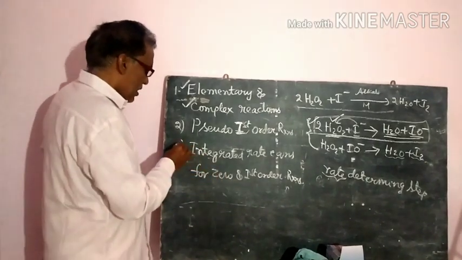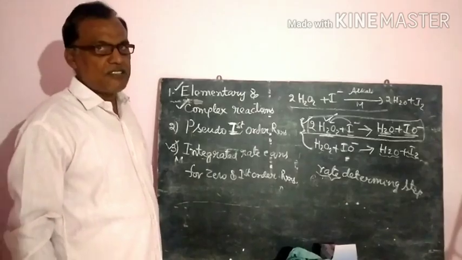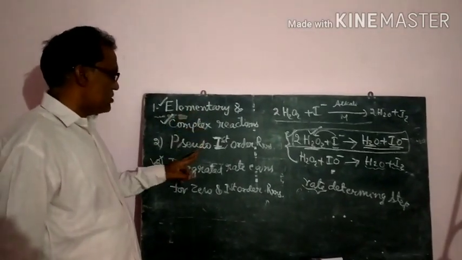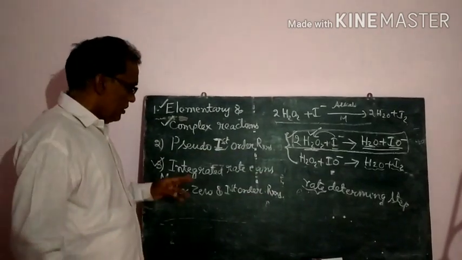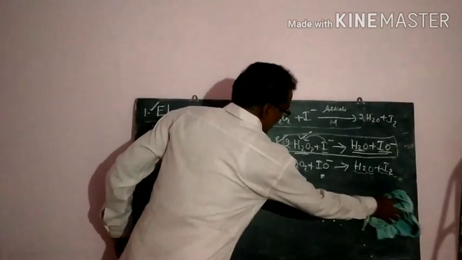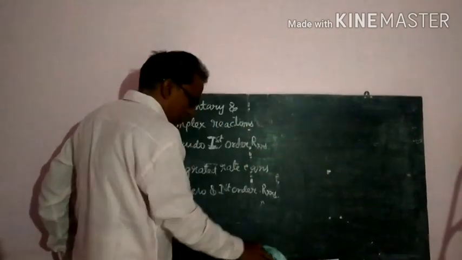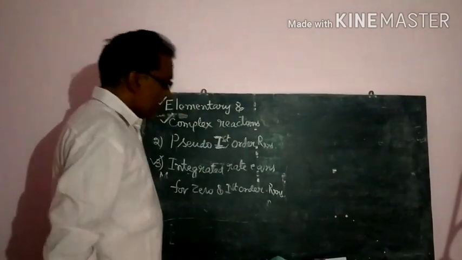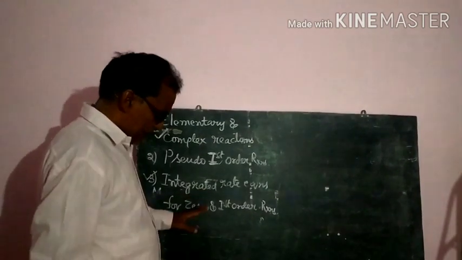Now we will see the integrated rate equations for zero and first order reactions. Already we discussed elementary and complex reactions, pseudo first order reactions and the rate determining step. So now we will go for the integrated rate equations for zero and first order reactions. Children already know the integration from mathematics. These are called the differential rate equations or integrated rate equations.